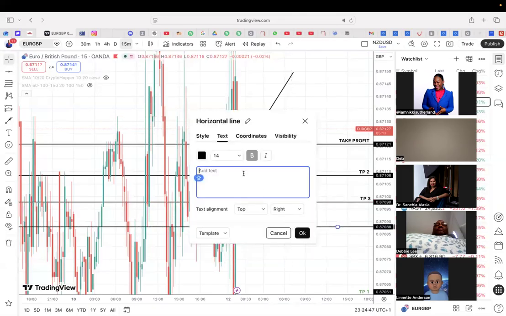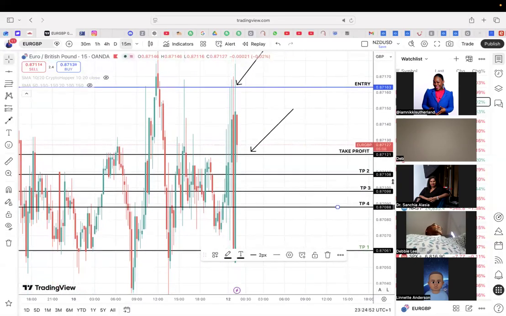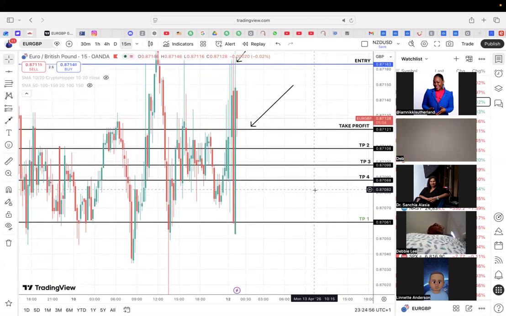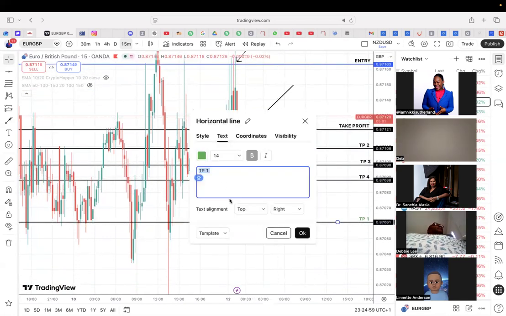TP3, and I've just marked out here TP4. Okay, excellent. So we have our entry, we have 4 take profits, we even actually have a 5th one here. I'm going to amend that to TP5.